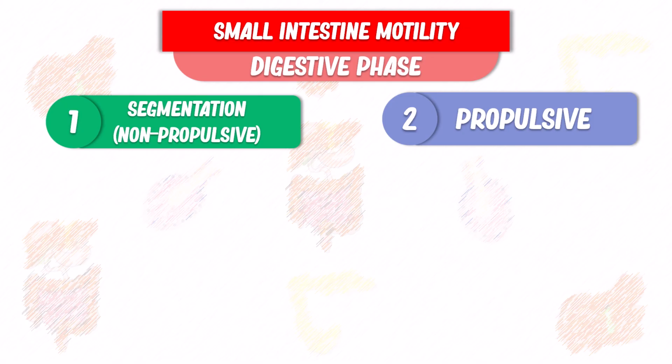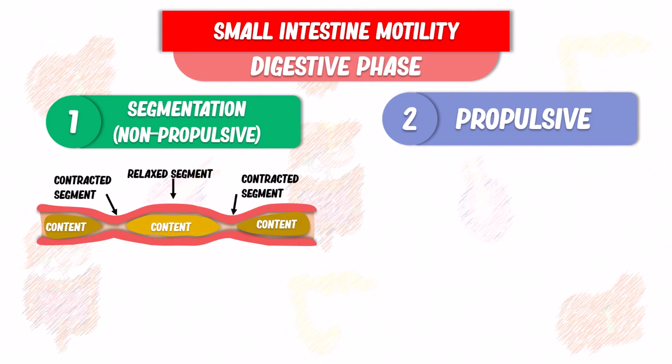Just like the stomach, there are two motility phases, the digestive phase and the interdigestive phase. In each of these phases, the motility pattern changes. First, let's look at the digestive phase. This phase occurs when food is being digested in the intestine. There are two types of motility here, propulsive and non-propulsive movements, with non-propulsive movements also referred to as segmentation.